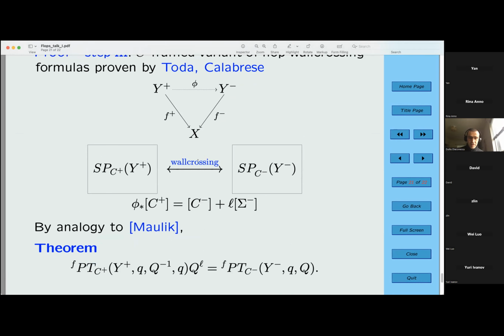The end result is the same. The way you relate the counting functions, in the end, formally the identity looks the same. So this is what allows me to convert F-stable pairs here to F-stable pairs there.